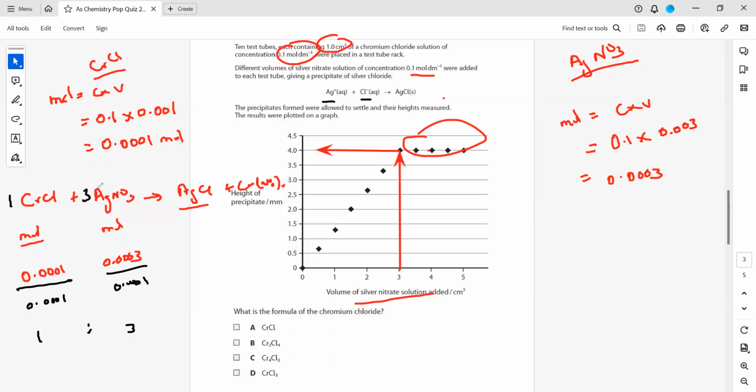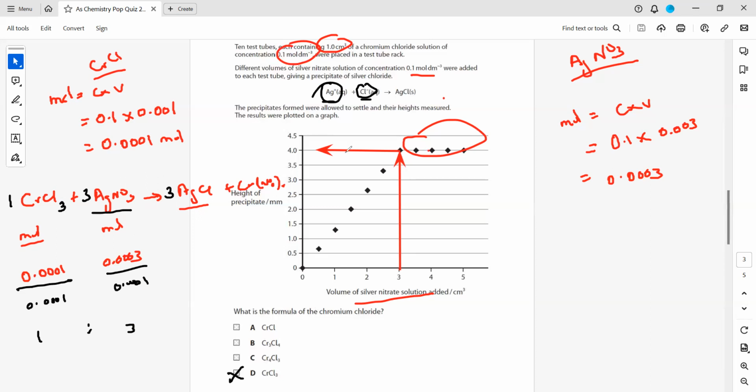So if we need 3 molecules of silver nitrate, how many chloride ions are present in this chromium? There must be 3 chloride ions present, because one chloride ion can react with one silver ion. So if we need 3 moles of silver nitrate, there should be 3 chloride ions to make the balance, so this will produce 3 AgCl. So what is the formula of the chromium chloride according to this? So this will be D.